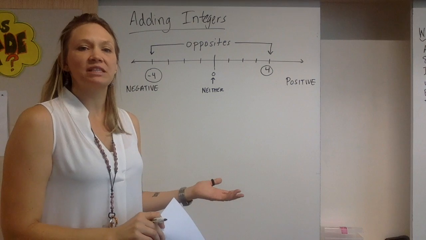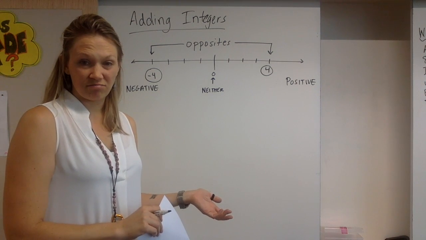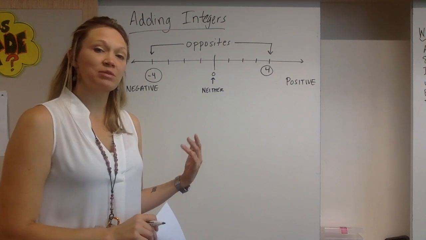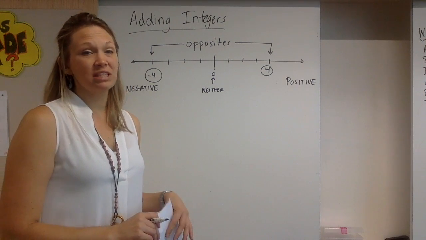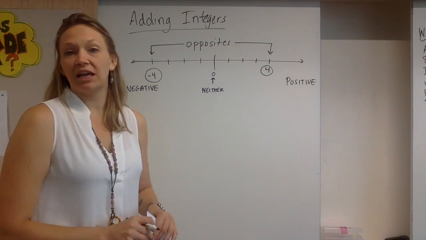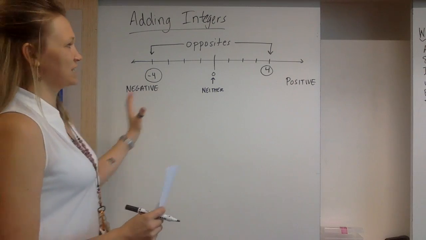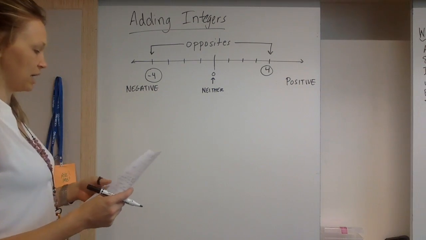So what's the opposite of negative 5 then? 5. What's the opposite of negative 3? 3. What's the opposite of 215? Negative 215. So it's just its counterpart that's either positive or negative.